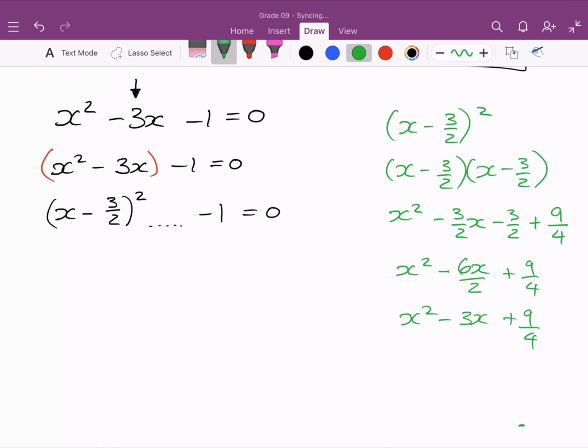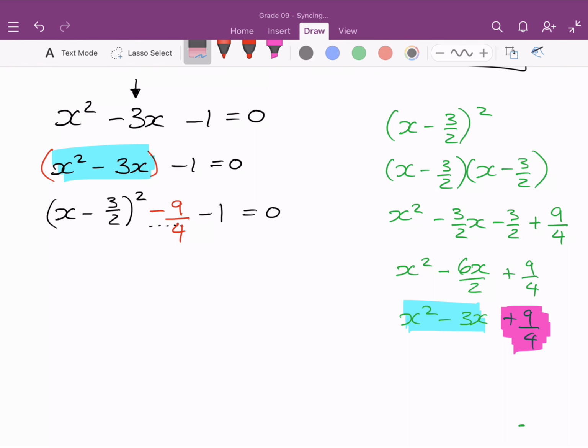Okay? So remember, when we add fractions together, we only add the numerators, and they must have the same denominator when we add them. So let's have a look and see, did we get our x squared minus 3x? There's our x squared minus 3x. And there's our little extra bit. Our little extra bit is our plus 9 over 4. So we want to get rid of a plus 9 over 4. We subtract 9 over 4.